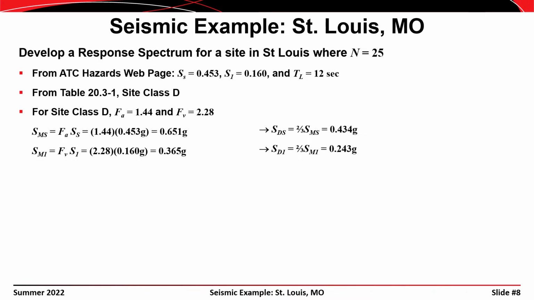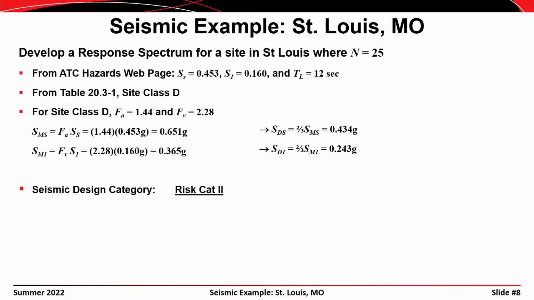Next, we multiply by 2/3 in order to go from the maximum considered earthquake to the design basis earthquake. So in this case, S sub DS is equal to 0.434, and S sub D1 is equal to 0.243.